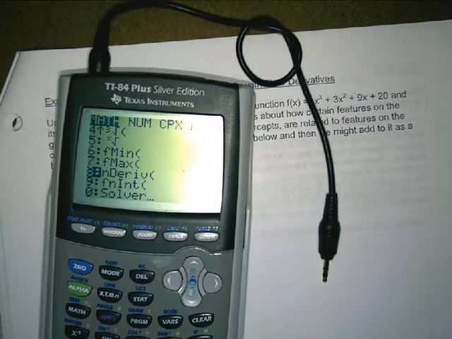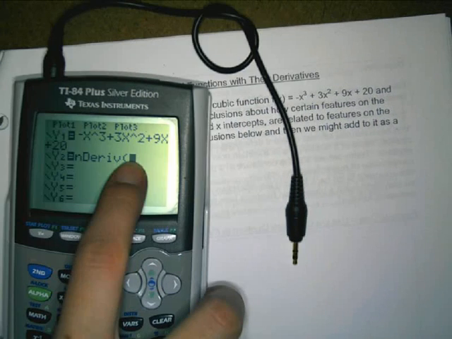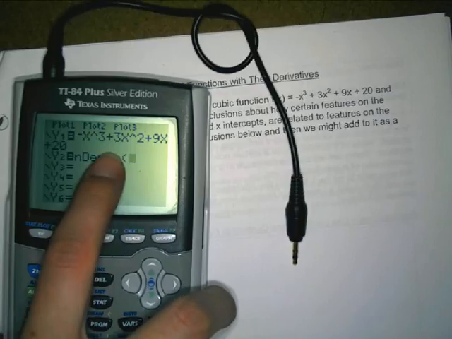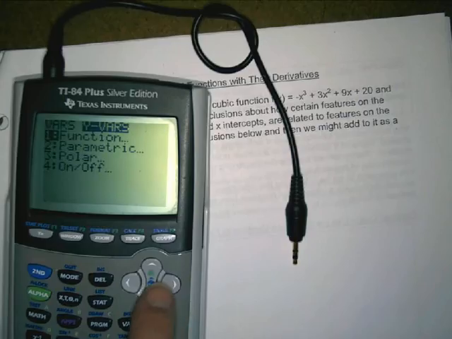So it's going to take a little bit. So you select nDeriv. The input that you have to put in there is the function that you want, which we've already put into Y1. So you go to VARS, Y-VARS.